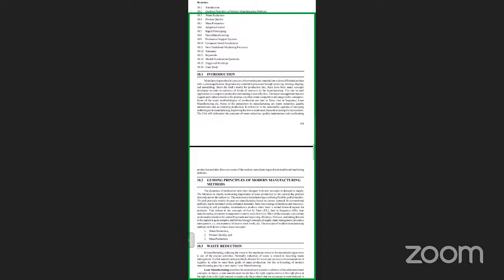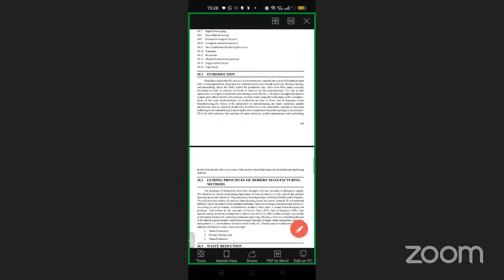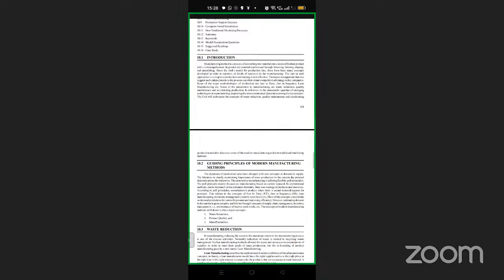A manufacturing method is a process for converting raw material into finished goods. In general, any material is processed through different stages where it is removed, formed, shaped, and assembled, and the production process takes place. Since Ford's model for the production line, many concepts have been developed in order to optimize all kinds of resources in manufacturing. The main aim is to improve production and make it cost effective.